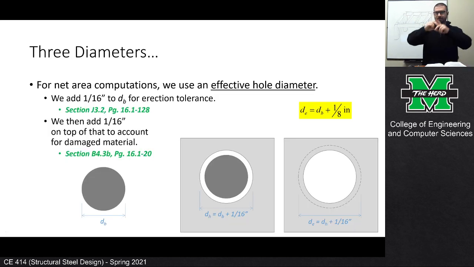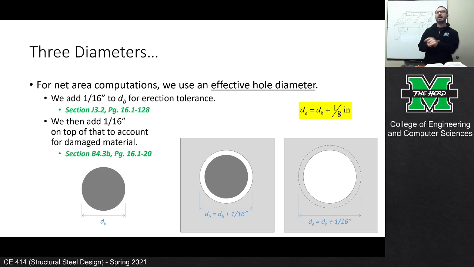In the world of steel design, there are actually three diameters, specifically in the world of tension members and connections, that we need to consider. First off, I want to talk about the diameter of the bolt and the diameter of the hole.